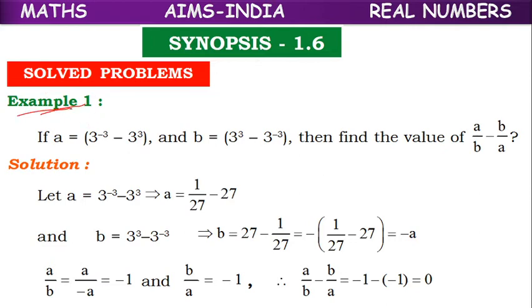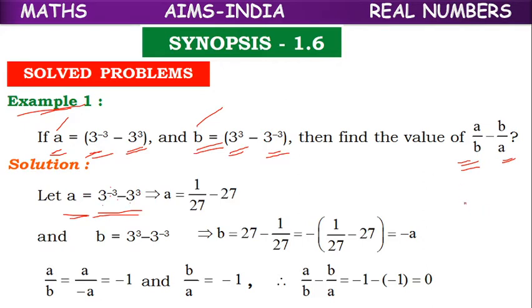So the first example: if a equals 3 power minus 3 minus 3 cube and b equals 3 cube minus 3 power minus 3, then find the value of a by b minus b by a. Let's simplify the values of a and b first. They have given that a equals 3 power minus 3 minus 3 cube.